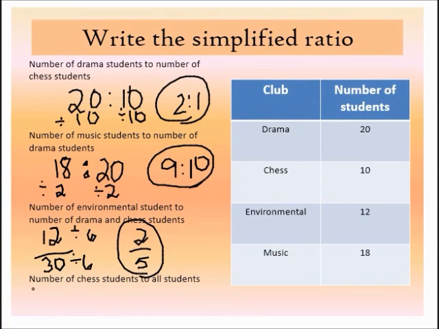Okay, in our last problem here, we have the number of chess students to all students. So the number of chess students is 10. All students, we're going to have to add all of these numbers up. So we've got 20 plus 10 is 30, plus 12 would be 42, plus 18 would give us 60. So it would be 10 to 60. We're going to reduce that to 1 to 6. They're both divisible by 10. So 1 to 6 is our final ratio.